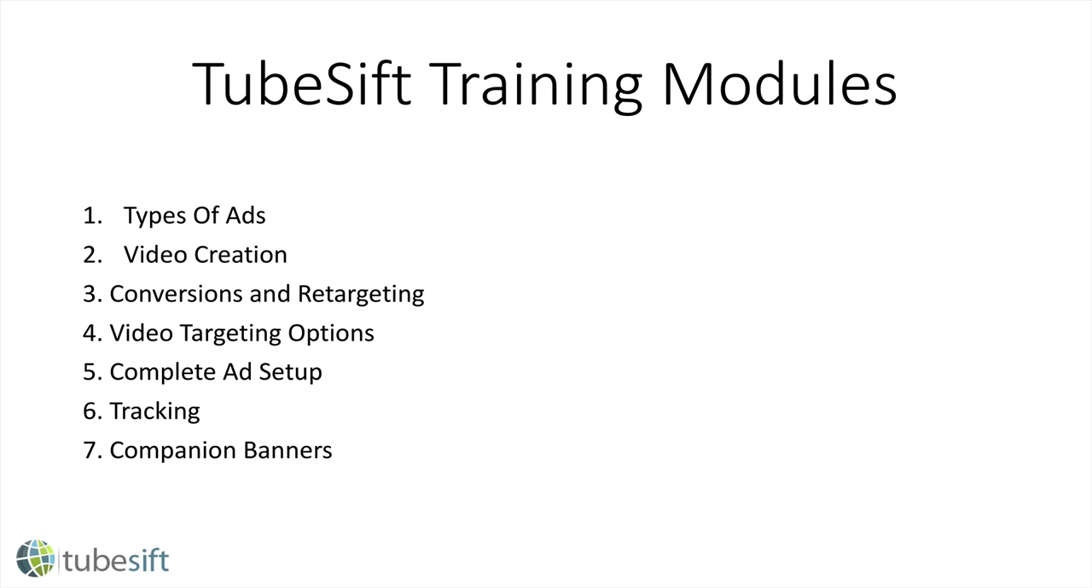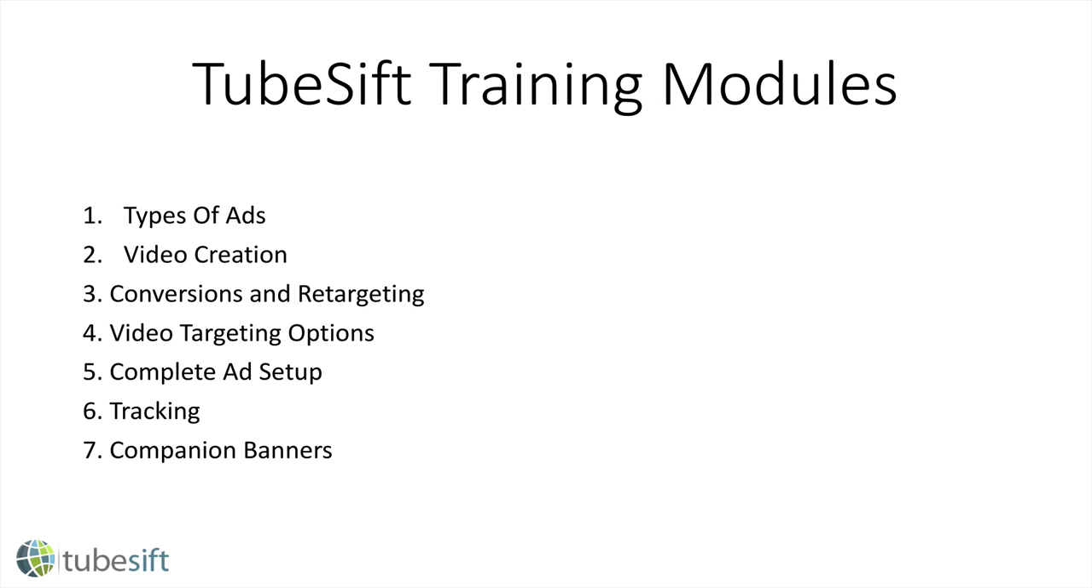So the TubeSift training is broken down into 7 different modules. Module number 1 is all about the types of ads, how to use them, basic scripting guides, all that good stuff. Module number 2 is all about video creation. How do you take that script and turn it into a video using free software that anybody can use? Then we get into conversions and retargeting. So before you actually run your ad, you're going to need to set up conversion tracking and retargeting pixels.